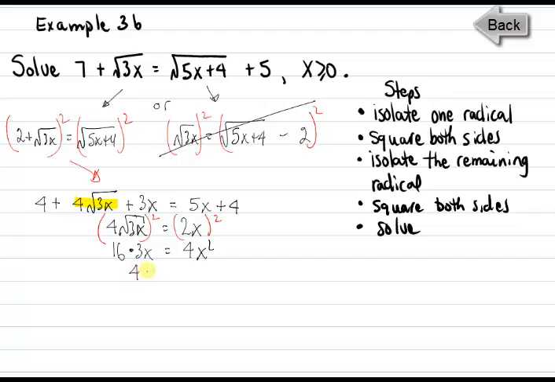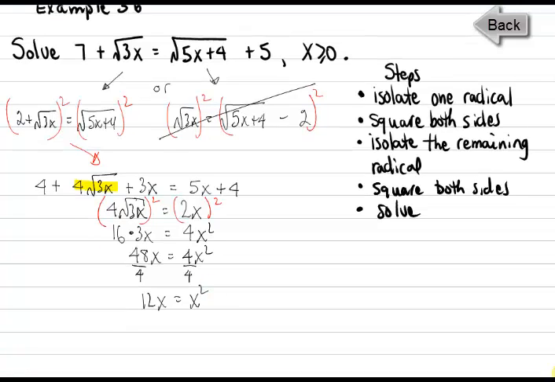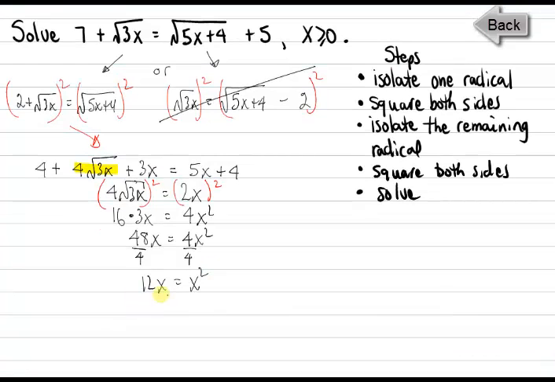So now you've got on the left 48x equals 4x squared, and we will divide both sides by 4, and that gives us 12x equals x squared. Now please don't divide both sides by x to get rid of the x, because we have a quadratic, right? We have a square on our x here.